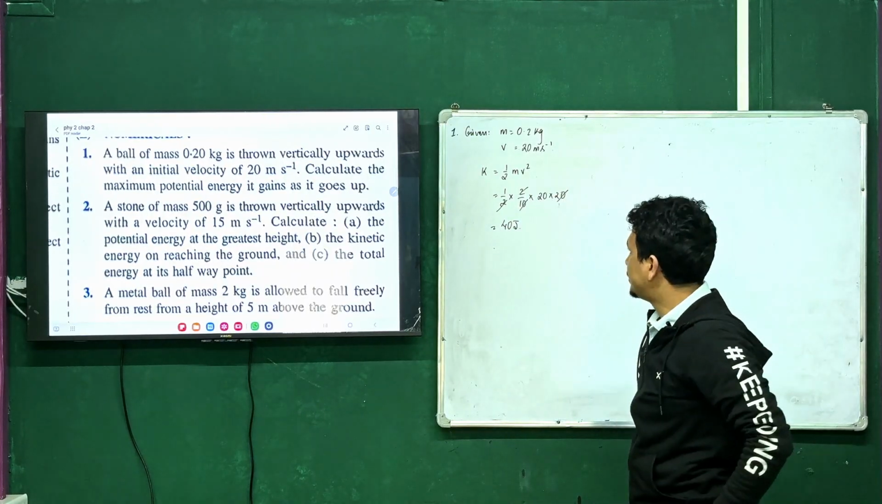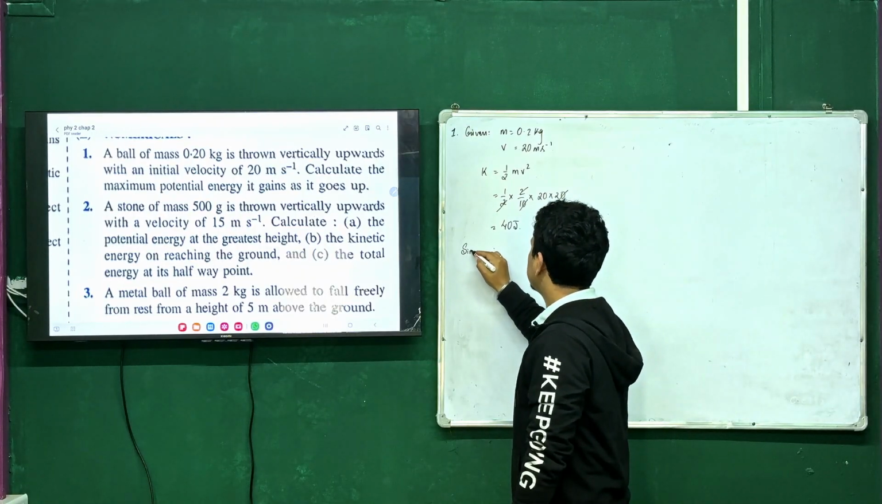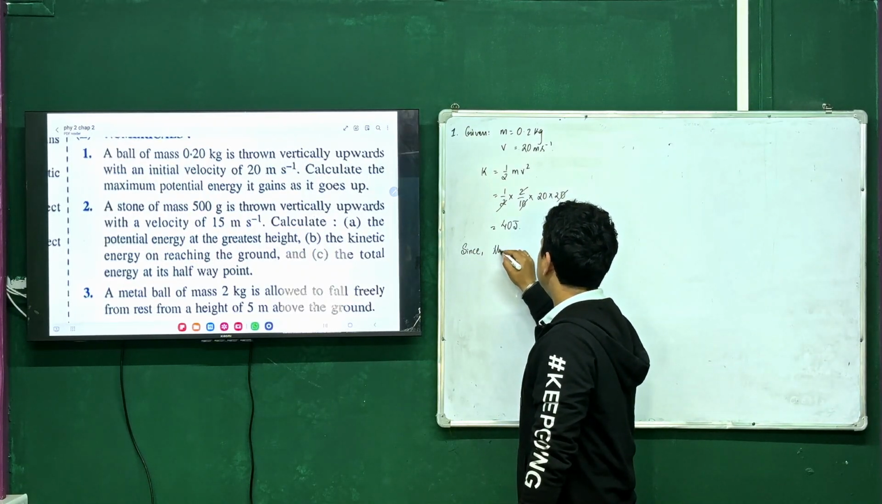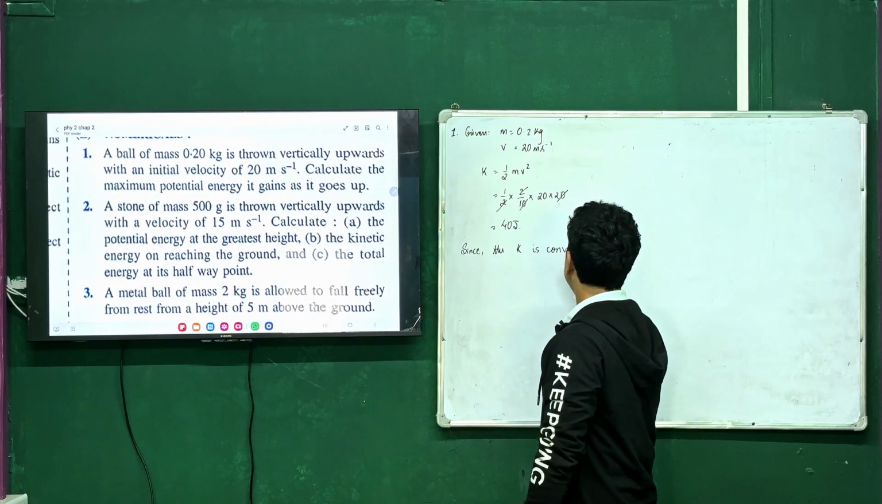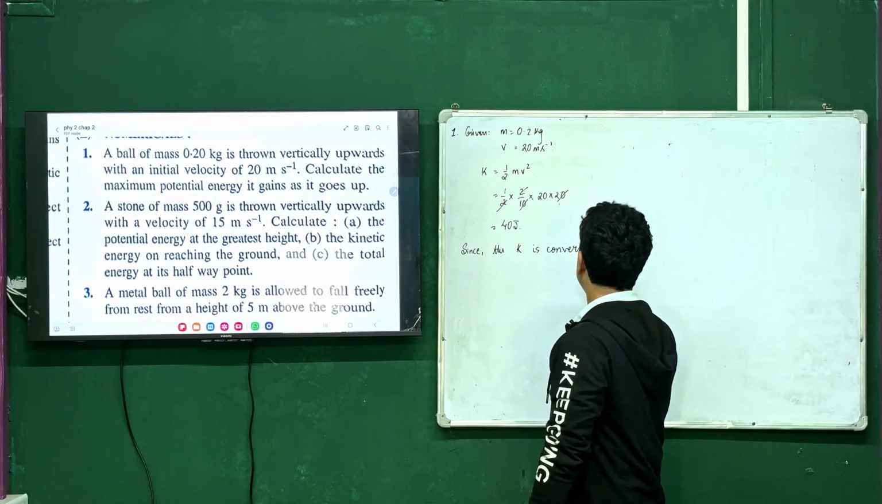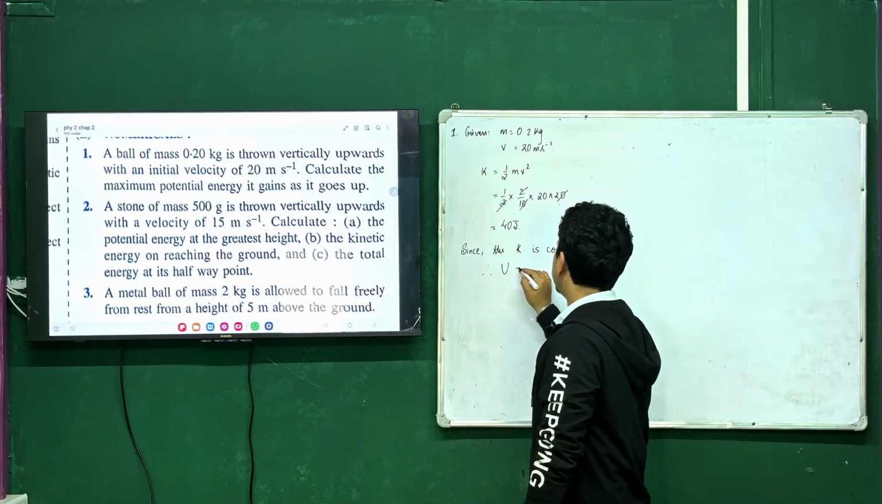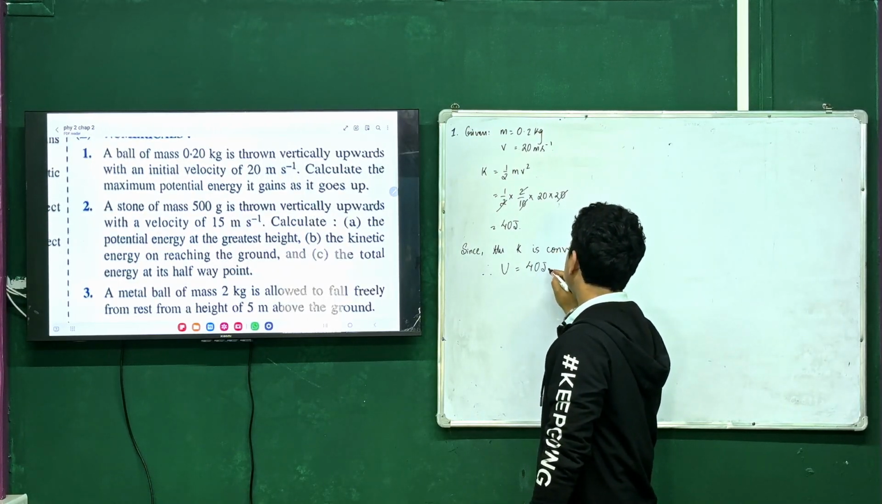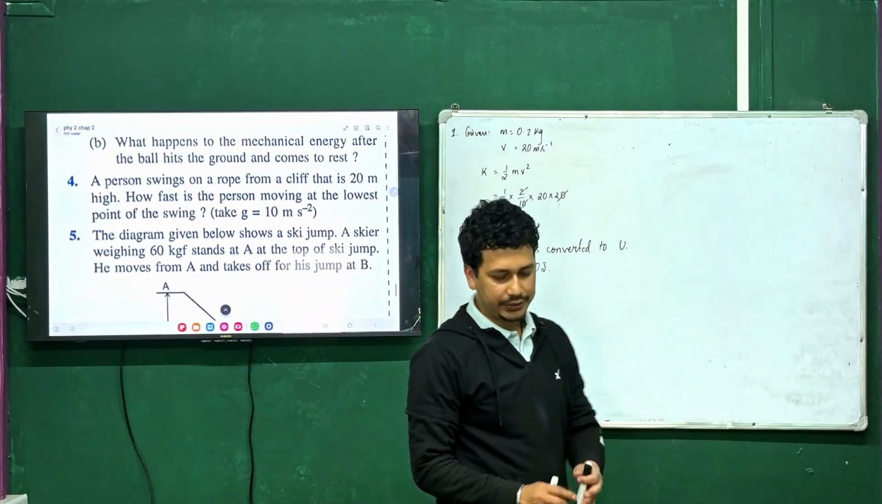So we got the kinetic energy to be 40. Since the kinetic energy is converted to potential energy, therefore potential energy must also be 40 joules. Question number 4 is similar to this.